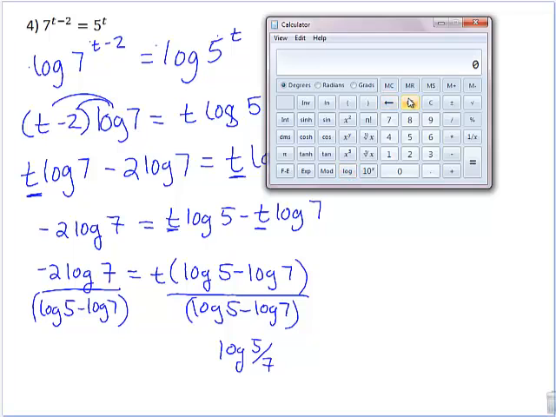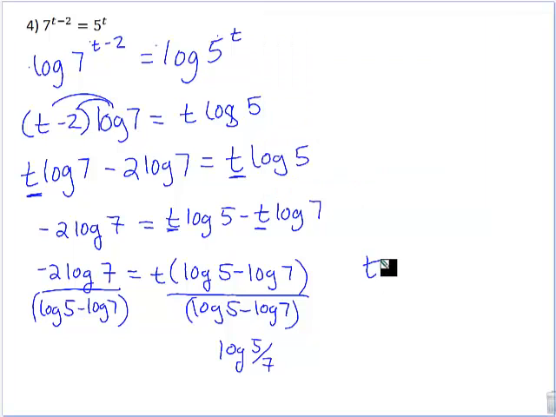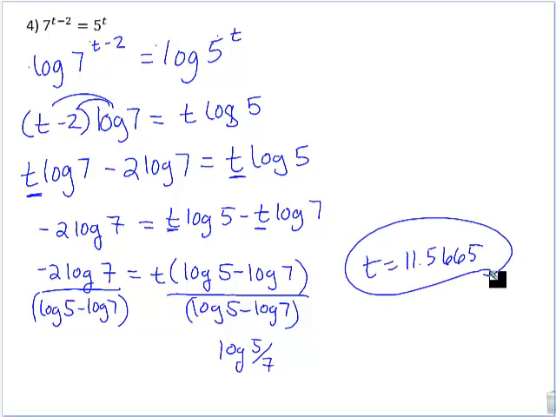Oh, I made a mistake, so I'm going to go again. So negative 2 times the log of 7 divided by the log of 5 minus the log of 7. Close your parentheses, equals. So for this case, we get t to be 11.5665. Okay.